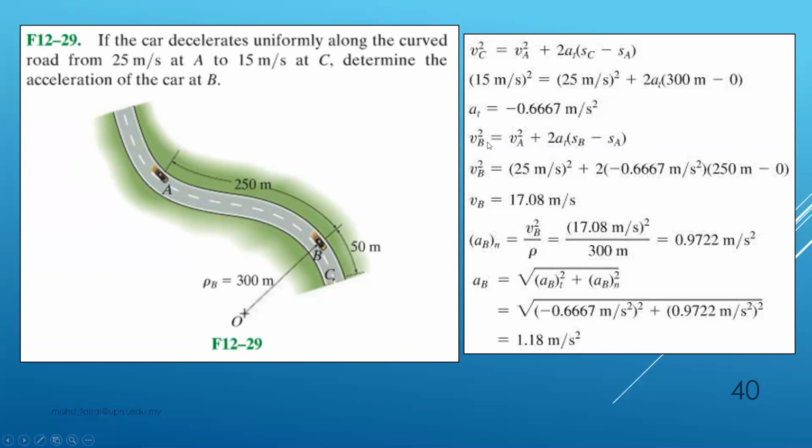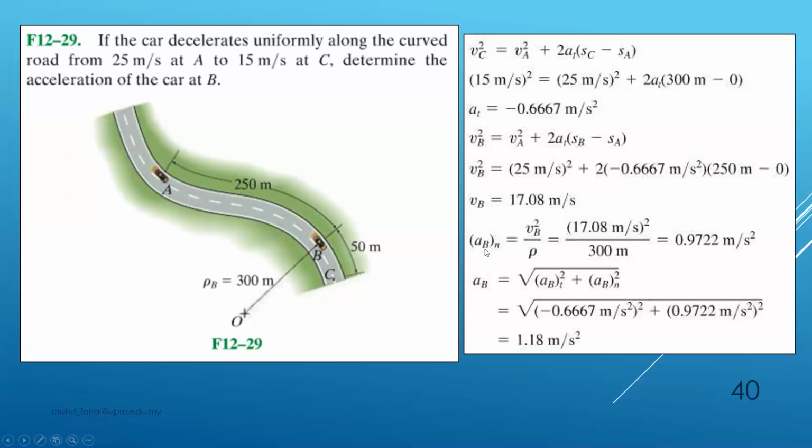Moving on, to calculate the velocity at point B, we use the same approach as before. However, in this case, we don't have the value of v_B. v_B is the one we want to determine. We have the value of v_A, which is 25, and we know the tangential component a_t, which is negative because of the deceleration, that we calculated just now. The distance from A to B is 250 meters, and at A it is measured as 0. So you get v_B equal to 17.08 meters per second.